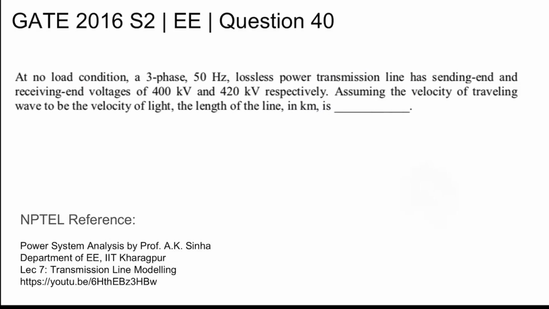This is GATE 2016 set 2 electrical question number 40. At no load condition, a 3-phase 50 Hz lossless power transmission line has sending end and receiving end voltages of 400 and 420 kV respectively. Assuming the velocity of traveling wave to be the velocity of light, the length of the line in kilometer is being asked.